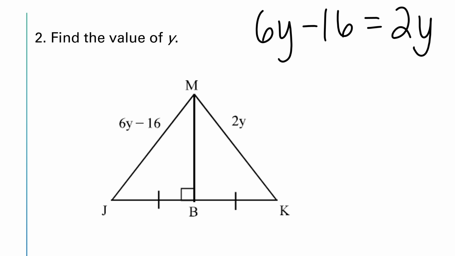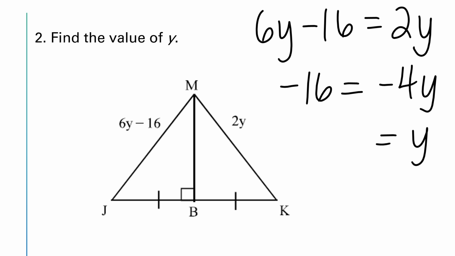Now I'm just going to try to get y by itself. So I'm going to move this 6y over. If you prefer to move all the variables to the left-hand side, that's fine. But I'm going to subtract 6y from both sides. That's going to leave me with negative 16 equals negative 4y. Divide both sides by negative 4, and that's going to give us y equals positive 4. And again, we didn't need to plug anything in here because they were just asking for the value of y. All right, so we're done.